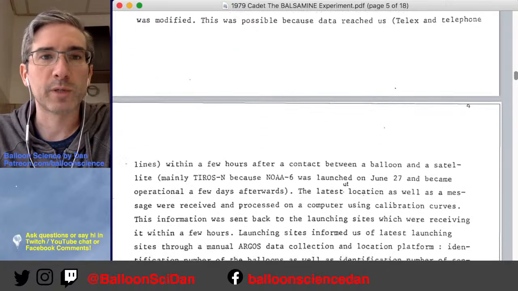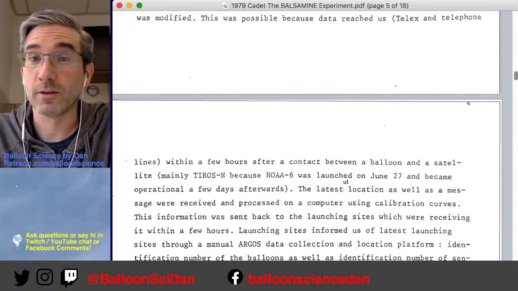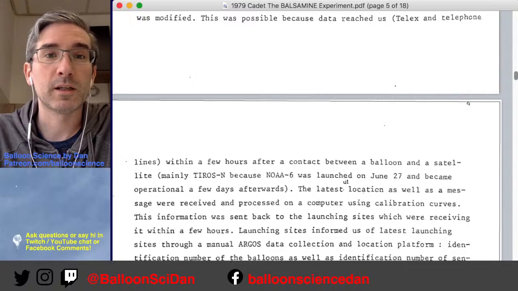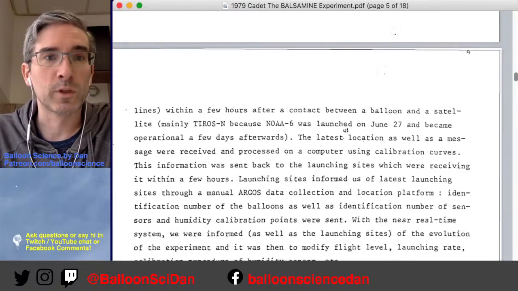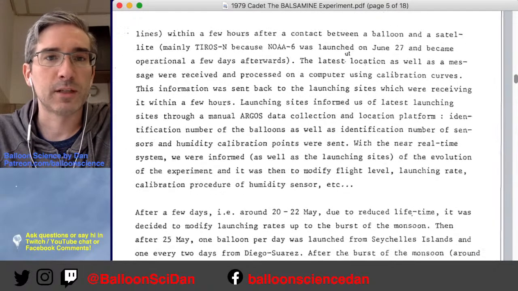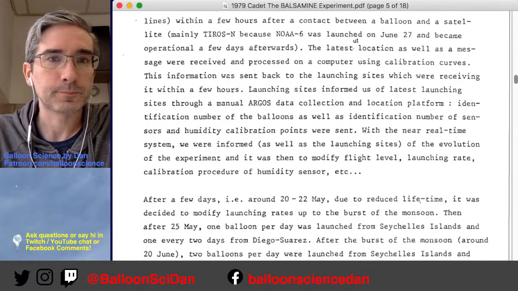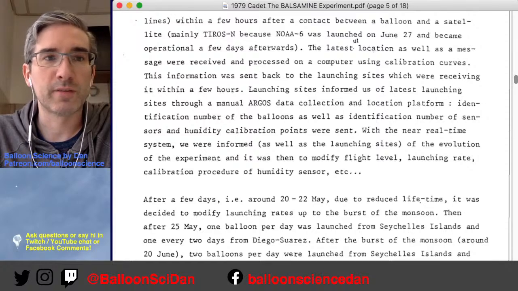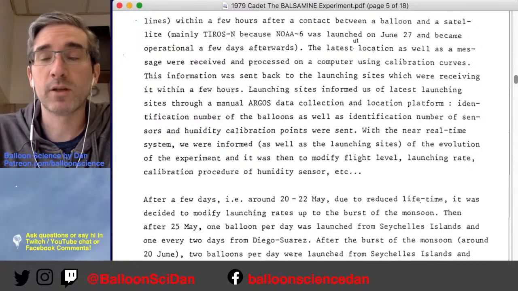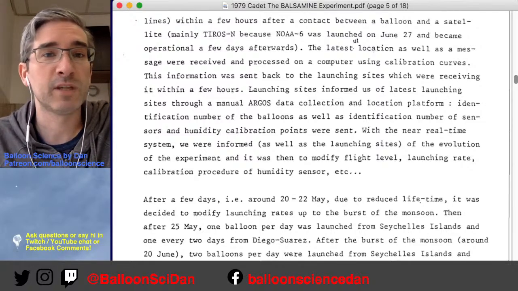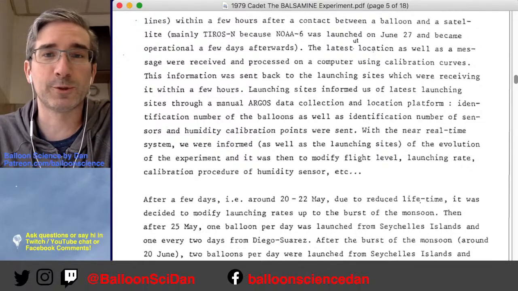This was possible because data reached us, in the field, mind you, by telex and telephone within a few hours after satellites had received a balloon, mainly Tiros-N, because NOAA 6 was launched on June 27th and became operational a few days afterwards. Damn, that's cutting it close. Your satellite to receive data wasn't launched until your project was almost over.